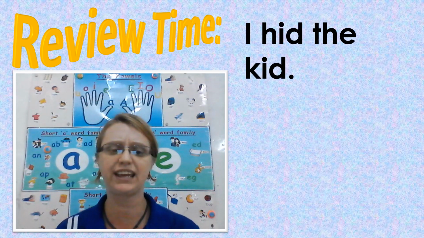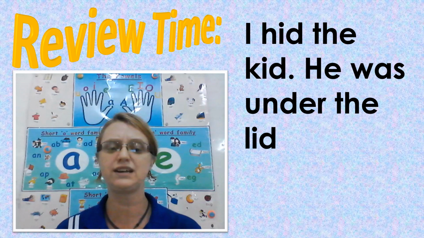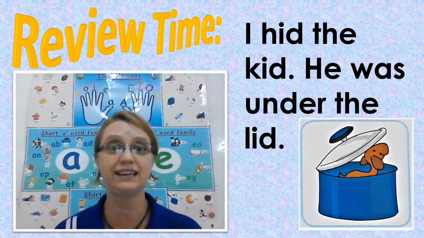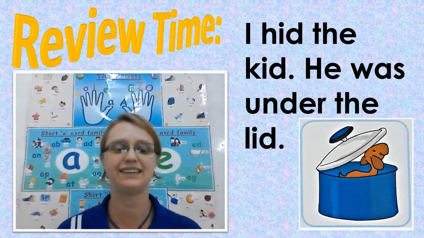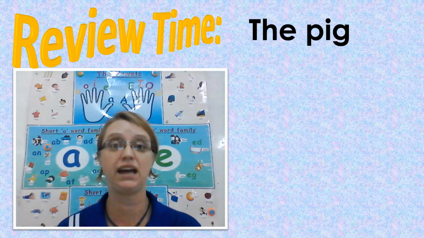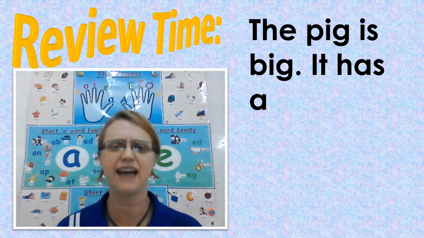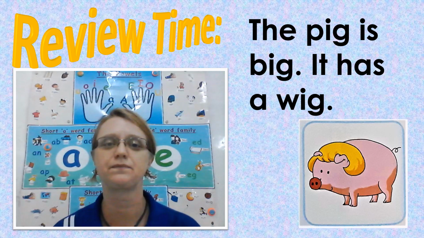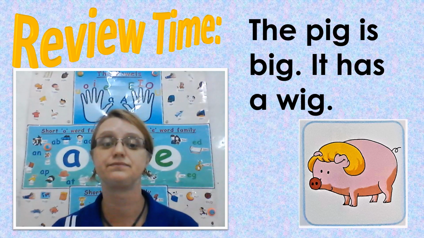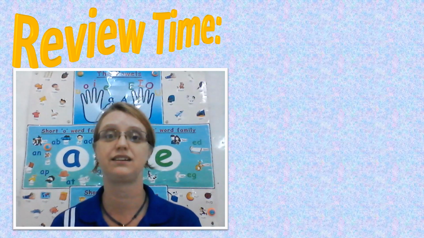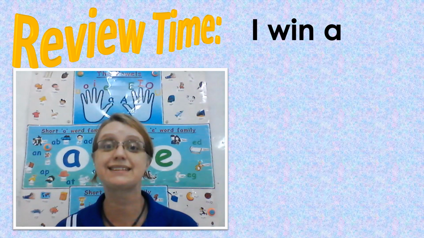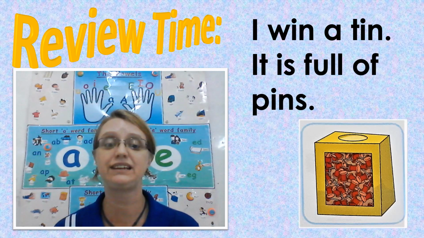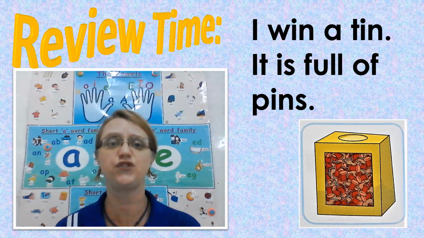I hid the kid. He was under the lid. Okay, the next sentence. The pig is big. It has a wig. Okay, next one. I win a tin. It is full of pins.